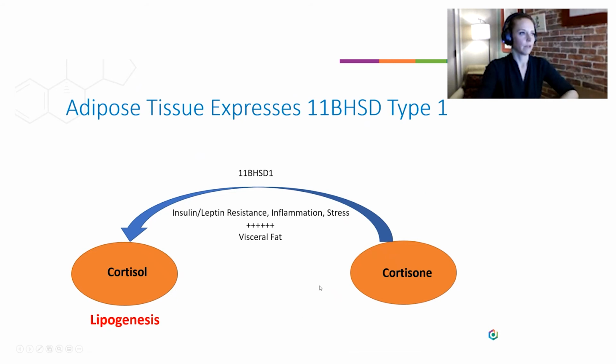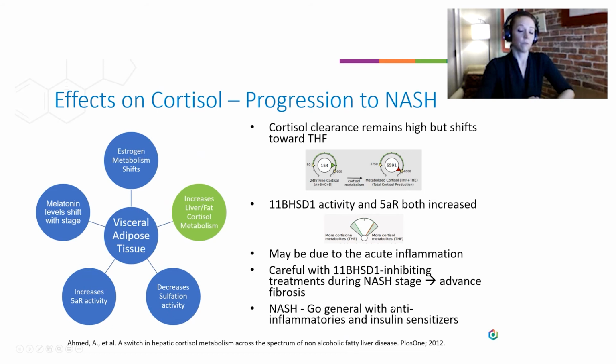11-beta-HSD type 1. So that could be a target. And I think a lot of people are noodling about how to target 11-beta-HSD1 to help with lipolysis and freeing the liver of hepatic accumulation. But what happens when we progress to NASH?